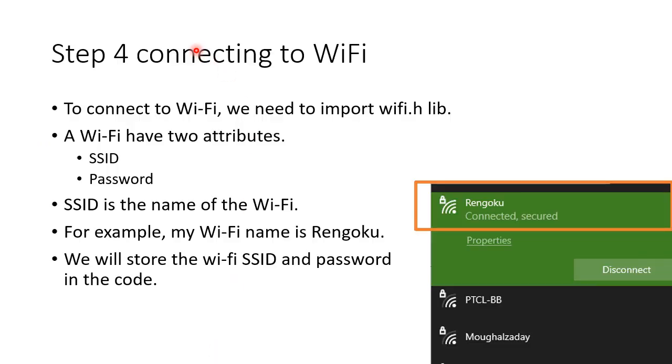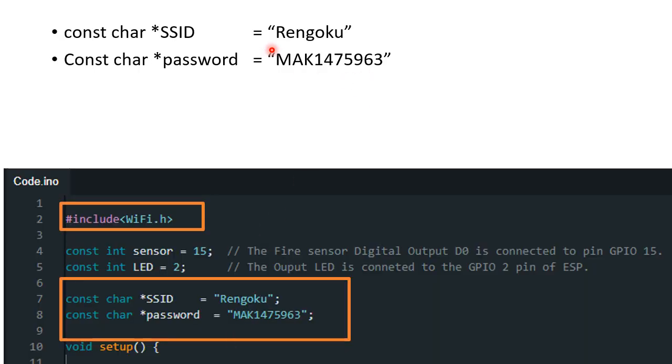Now we're connecting the ESP32 to Wi-Fi. We have to include the Wi-Fi library, WiFi.h, and then we need the SSID and password of the Wi-Fi. SSID is the name of the Wi-Fi, and Gogo is the SSID of my Wi-Fi. We have stored the SSID and password in const char. Const means its value cannot be changed, char is character, and the star indicates that it's a pointer.